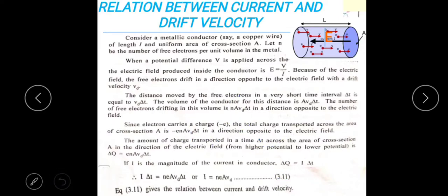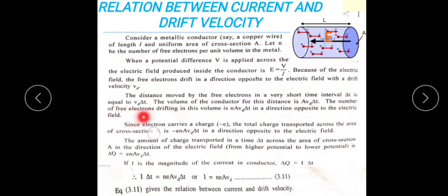The volume of the conductor for this distance: we know that volume is equal to length into area, or area into length. Volume is length into breadth into height, or you can consider it as area into length, or area into distance. So the volume of the conductor for this distance is area into length. We already took the distance, so distance into area is equal to volume. Hence the volume of the conductor is A Vd into delta t.